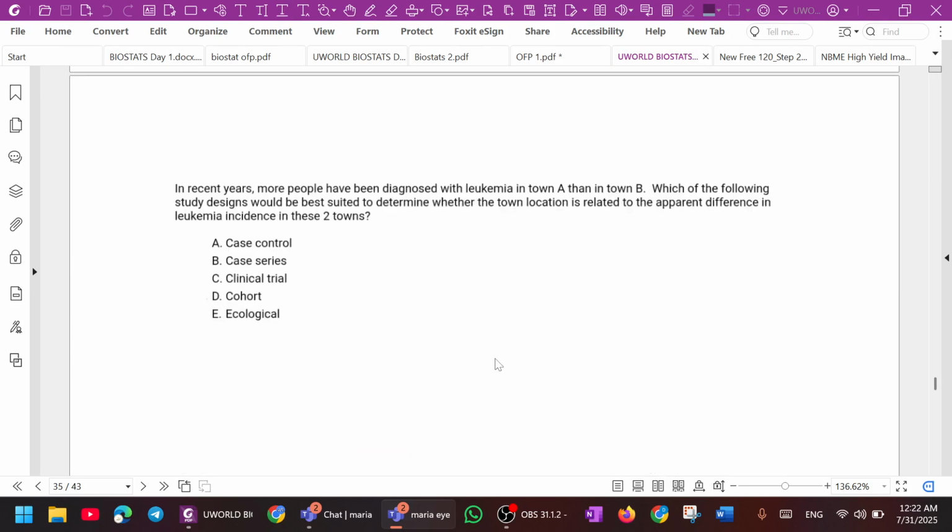In recent years, more people have been diagnosed with leukemia in town A and town B. Which of the following study designs would be best suited to determine whether the town location is related to the apparent difference in leukemia incidence in the two towns?